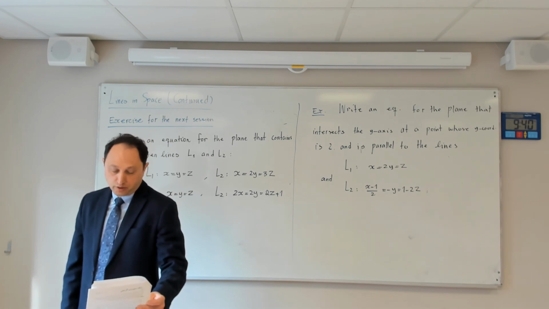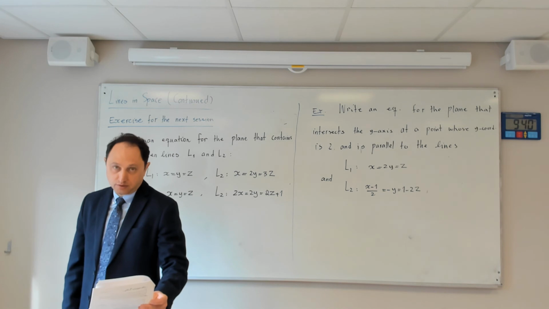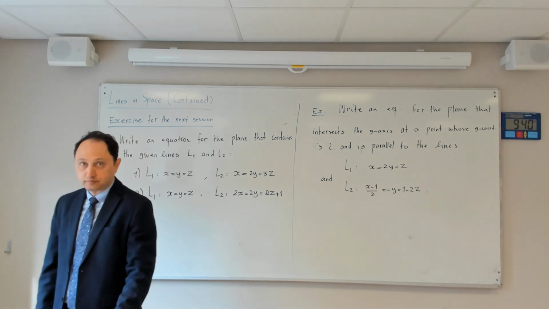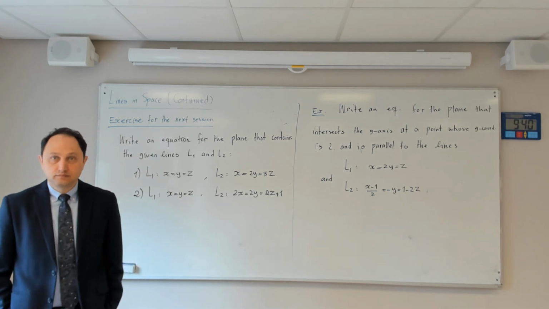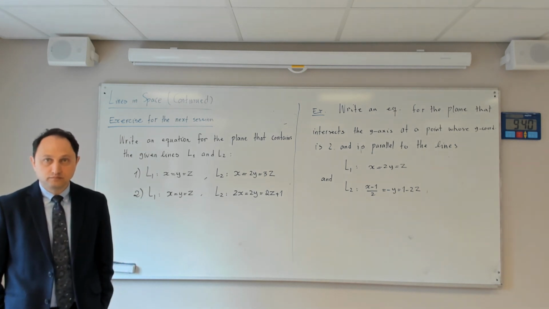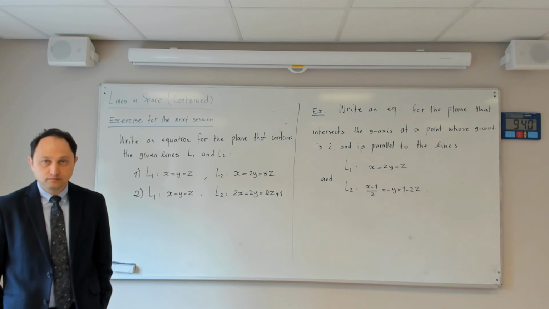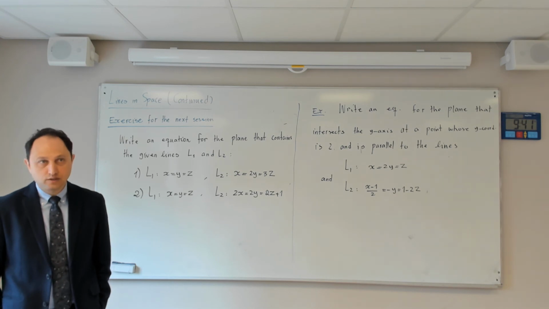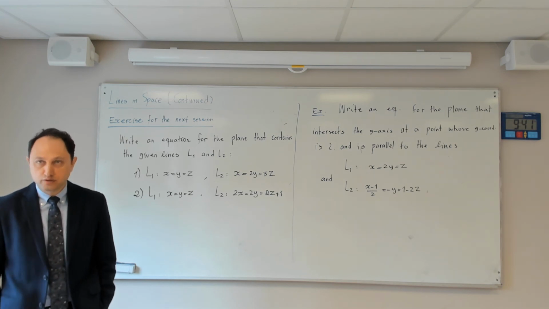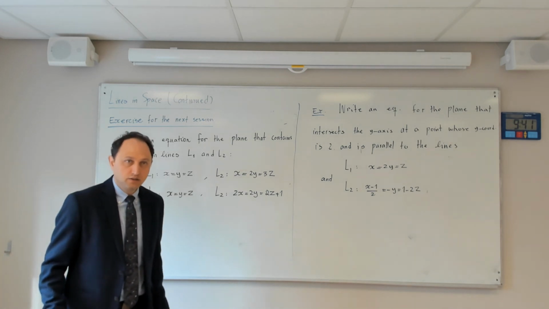Or at least Ruben, can you tell me your strategy to solve the problem? If I cross product the direction vectors of the lines, that would be the normal vector of the plane. And then I need to have a point on the plane, which is 0, 2, 0. Okay, so that's just a miscalculation probably, because your method is completely right. So that's the idea, yes?